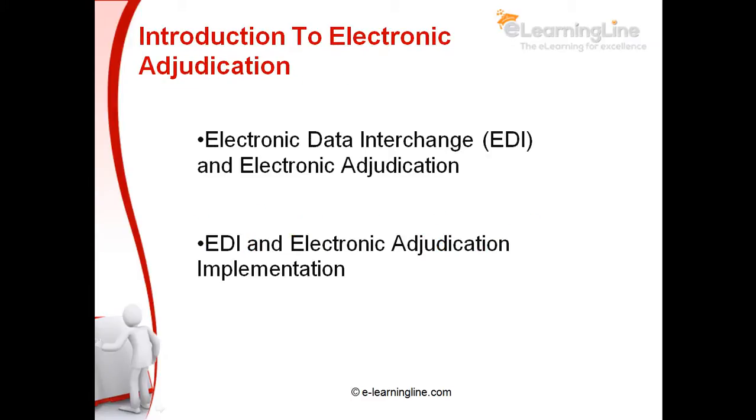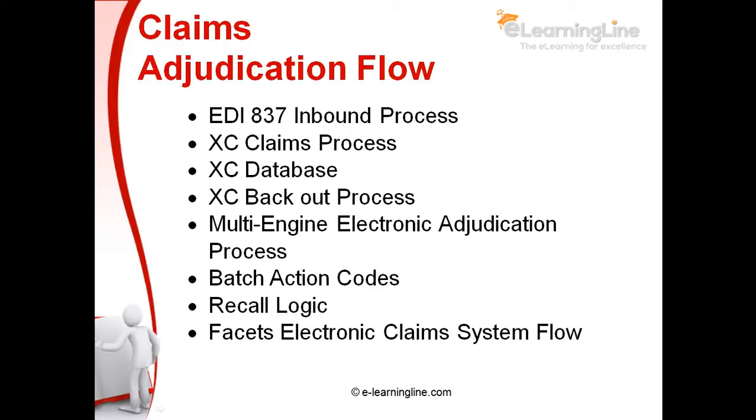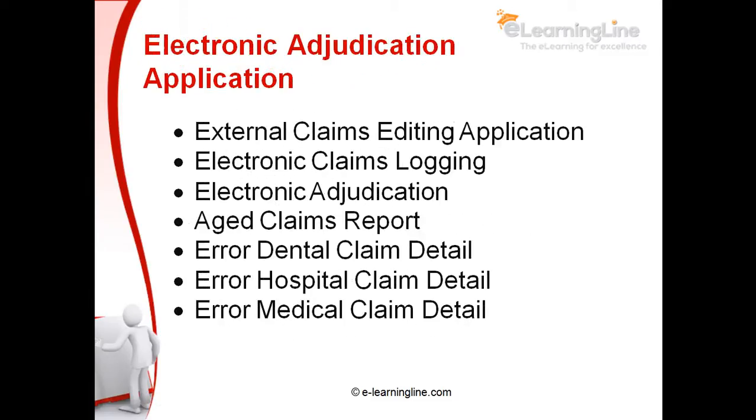As part of the course outline, it will start from introducing electronic data interchange, what the gateway is, and we will teach you what the claim adjudication process is on the EDI side and how the electronic adjudication implementation is done. Then we will move on to EDI 837 inbound processes and the claim XC processes, where you will have the claim process, databases, and the XC backout processes. We'll also talk about the multi-engine electronic adjudication process, batch action codes, recall logic, and towards the end of this session, you will have the Facets electronic claim system flow information, which will be shared with you.